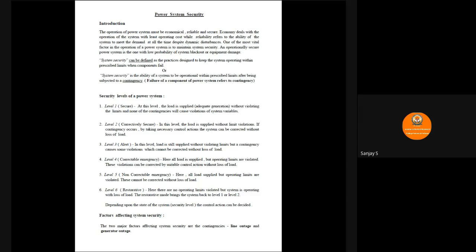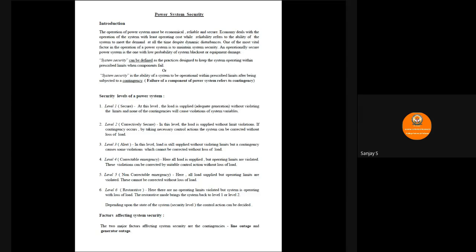Level number 5, non-correctable emergency, where all loads are supplied but operating limits are violated. This cannot be corrected without loss of load. That is, we have to compromise with some loss of load, and only then can it be corrected. Otherwise, it cannot be corrected. So it is called non-correctable emergency. Then level 5 is over.